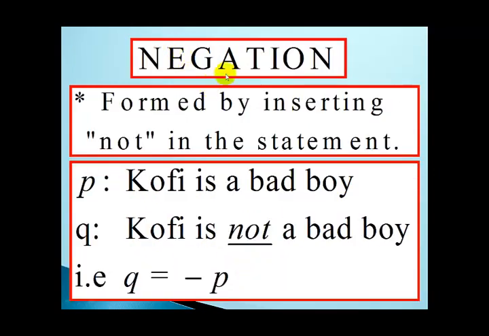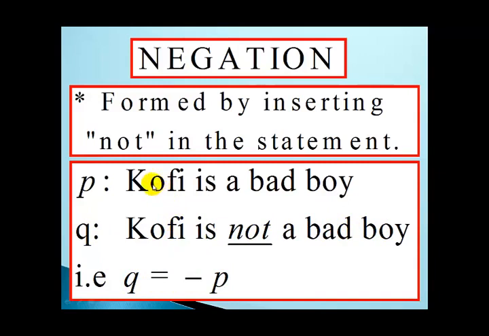Now we have what we call negation in logical reasoning. Negations are formed by inserting not in the statement. Example, when we consider the statement P, Kofi is a bad boy, if you want to form the negation of the statement P, we have to insert not. And so let's consider the statement Q. Kofi is not a bad boy. So Q is the negation of P. That's when we negate the statement P, we have the statement Q.